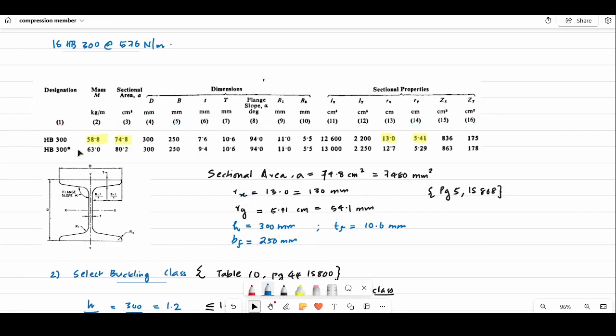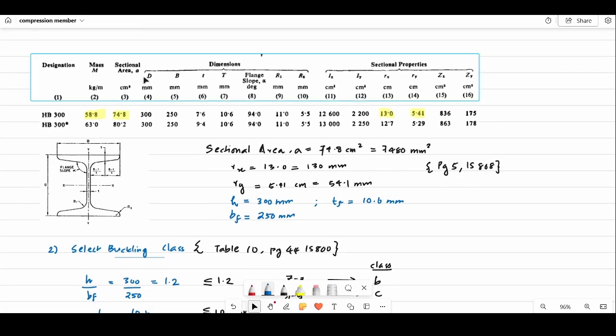The details of this designation are given in the IS 808 steel table, page number 5. Rx is 13 centimeter, which is 130 mm, and Ry is 5.41 centimeter, which is 54.1 mm. D means the height of the ISHB section, which is 300. B is the width of the flange, which is 250, and TF is the thickness of the flange, which is 10.6. All these things have to be noted because we have to select the class. The important thing is we have to find the slenderness ratio, select which buckling class, and then only can we design the compressive strength, which is FCD.